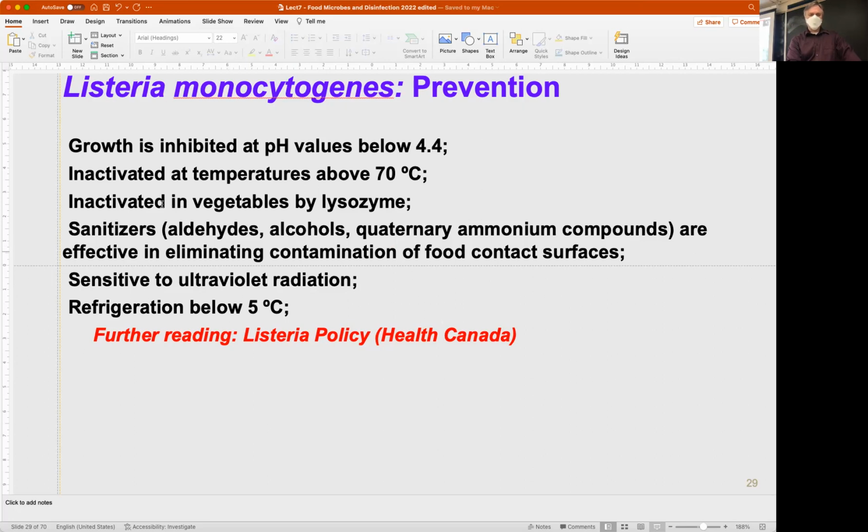Inactivate in vegetables by lysozyme. I don't know why this is there. Lysozyme is not a standard way of preventing it. Sanitizers are much more common, and sanitizers can include some sort of alcohol cleaner, quaternary ammonium compounds. Quaternary ammonium compounds is being used by everybody in this class in lab.